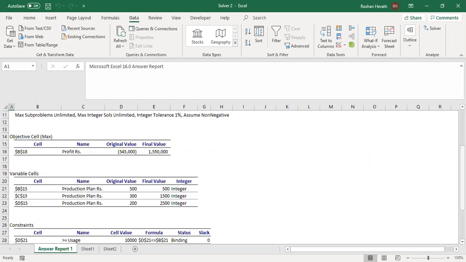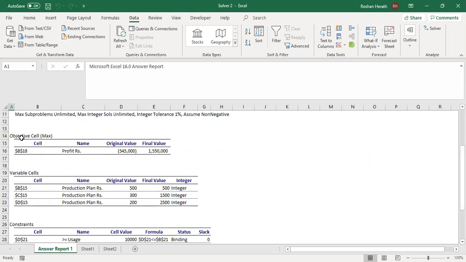You can see that it mentions the objective cell. Originally, you saw that we were in a loss position, but under this constraint, the maximum profit that we can go for is 1.55 million. Subject to this constraint, we can go for a profit of 1.55 million.